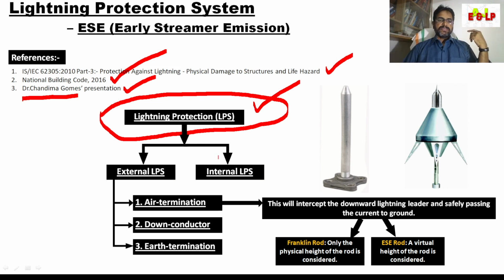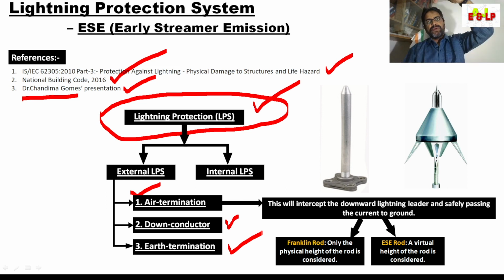For the external LPS, there are three components. Air termination at the top of the building, then the down conductor from the air terminal, coming down below that, and finally the earth termination. The air termination will collect the lightning energy and feed it to the earth through the down conductor. Here I am taking the air termination part. What's the purpose of air termination? Air termination will intercept the downward lightning leader and safely pass the current to the ground.